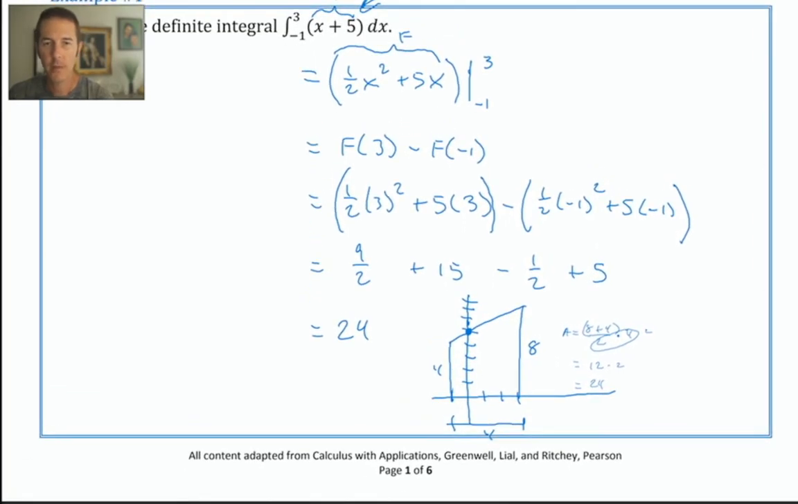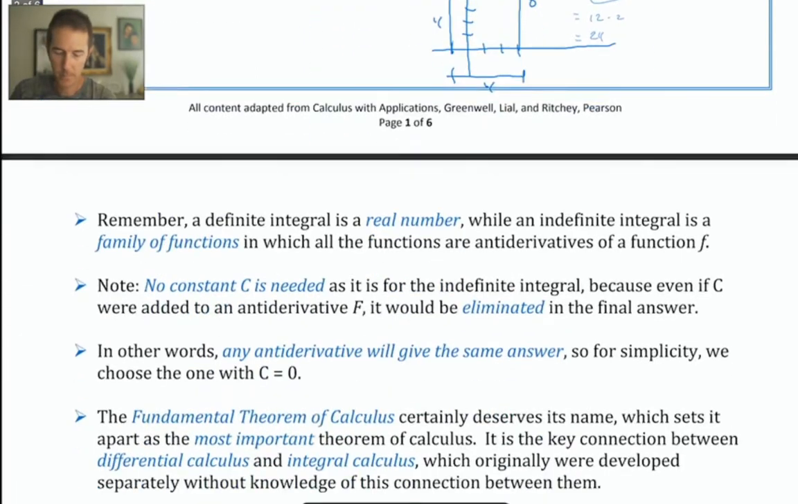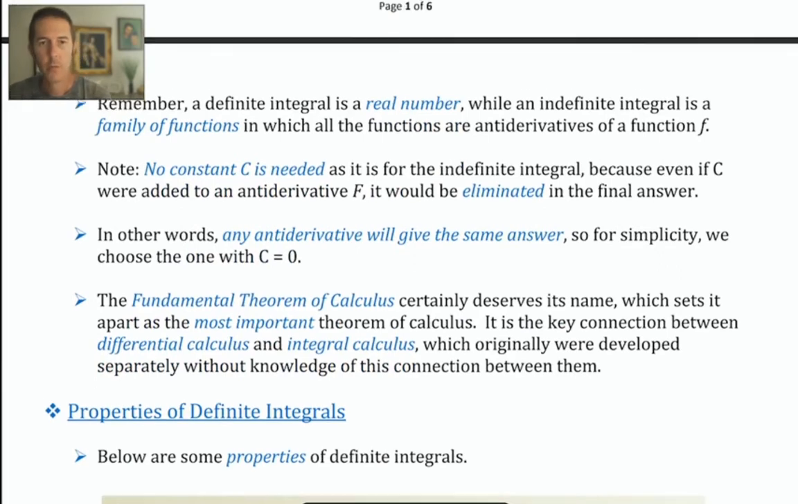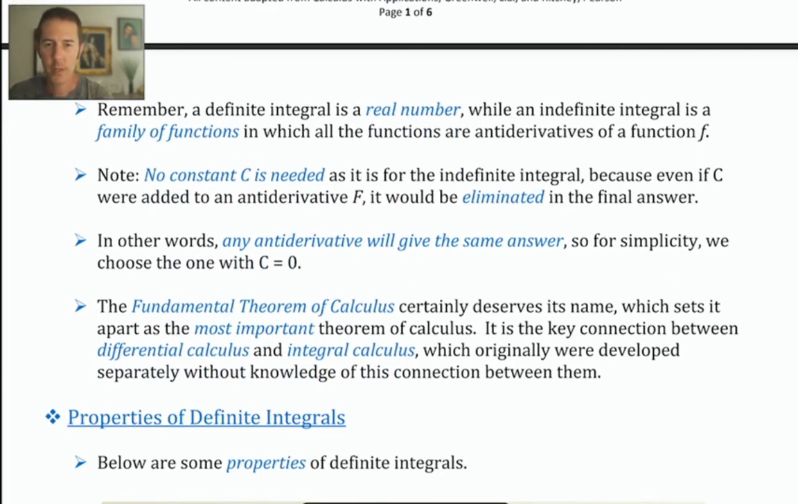So again, we found our antiderivative, and then we evaluated that antiderivative for the upper limit and the lower limit, and then we subtracted those two values, and we got our final answer. Remember, a definite integral is a real number, right? So when we're finding a definite integral, we're going to get a real number like 24.